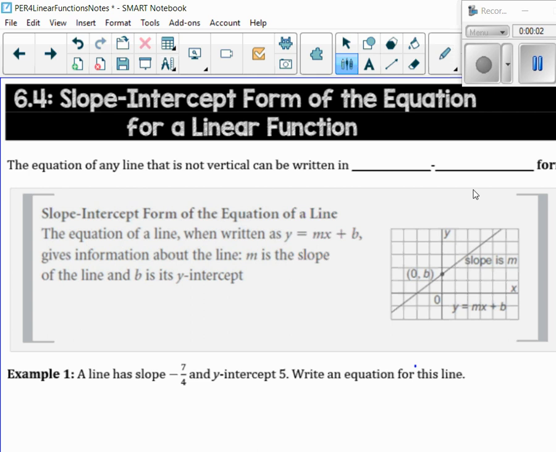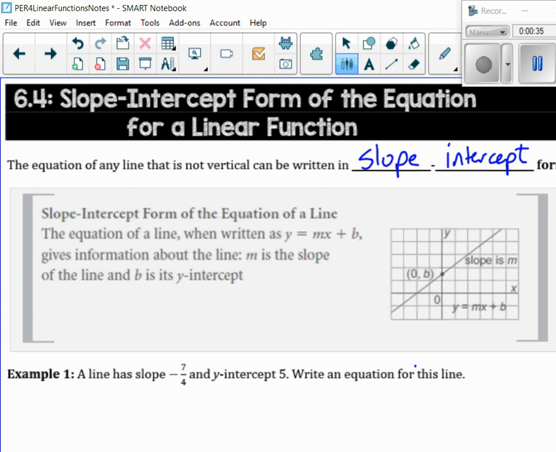information together to come up with the equation of the line. And so today we're talking about slope-intercept form. So the equation of a line that's not vertical can be written in slope-intercept form. Does anybody think they know why it's called slope-intercept form? Well, when it's in this form, you can actually read the slope and the intercept just like that.